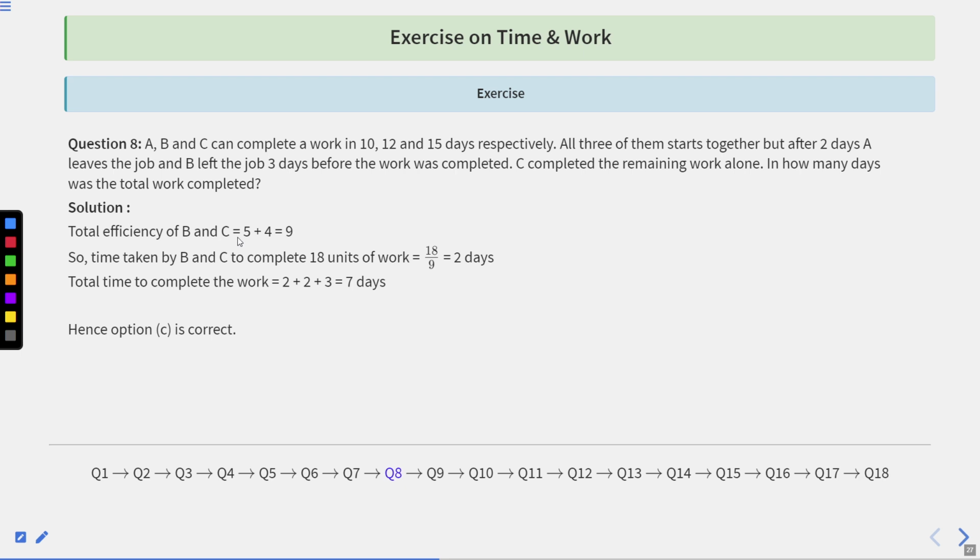So the total efficiency of B and C is 9. So the time taken by B and C to complete 18 units of work will be 18 by 9, that is 2 days. So the total time to complete the work will be 2 plus 3 equal to 7 days. So the option correct here is option C.